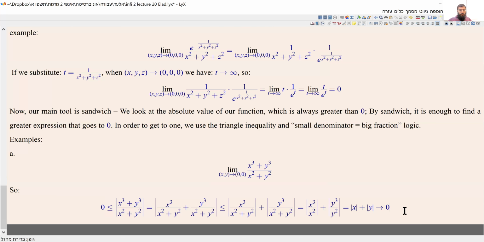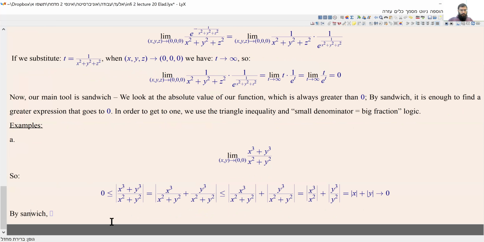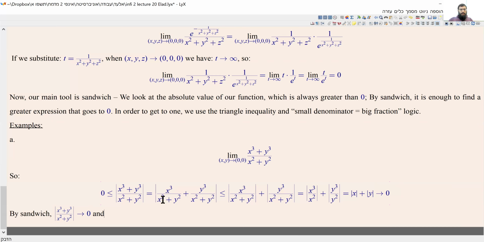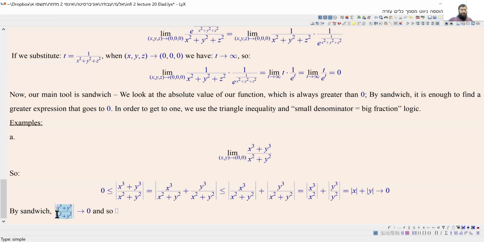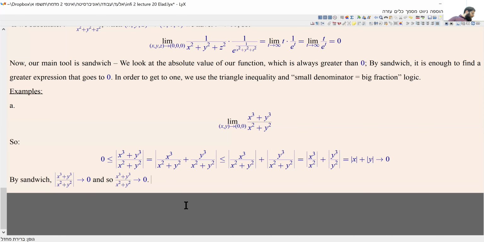So by sandwich, the absolute value goes to 0. And so we know from our first course that if something with absolute value goes to 0, it goes to 0 without it.